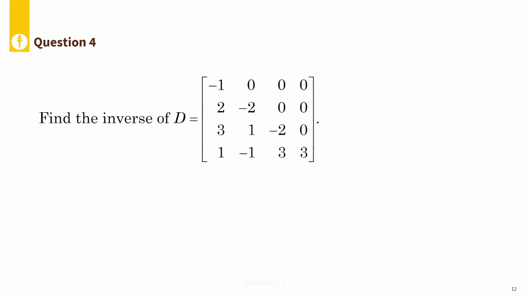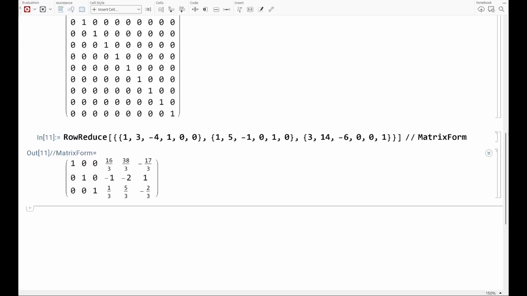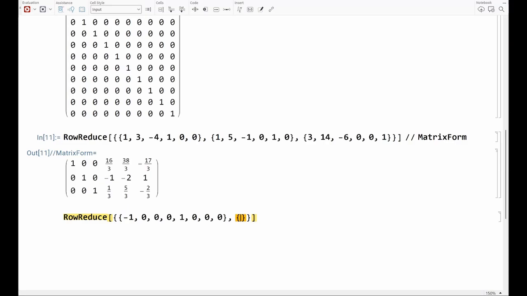And there's no instruction that says we can't use technology, so we're going to use row reduce. What is the first row that I should enter? -1, 0, 0, 0, 1, 0, 0, 0. Second row. 2, -2, 0, 0, 0, 1, 0, 0. Third row. 3, 1, 8, 2, 0, 0, 0, 1, 0. Fourth row. 1, 8, 3, 3, 0, 0, 0, 1.